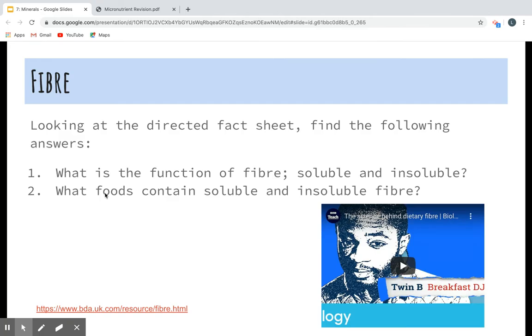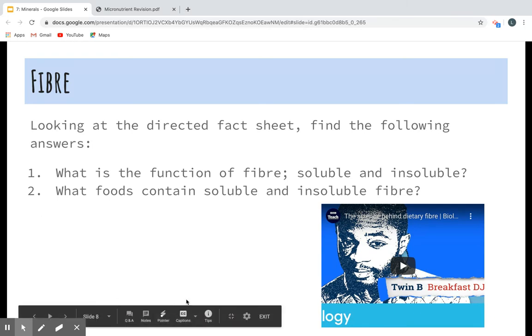Now, I've got a little task for you to complete. So we're going to focus on the nutrient fibre first. Now, there's two different types of fibre. There's soluble fibre and there's insoluble fibre. They both have different functions. They both come from two different food sources. So what I would like you to do is answer the two following questions from the following resource down here.